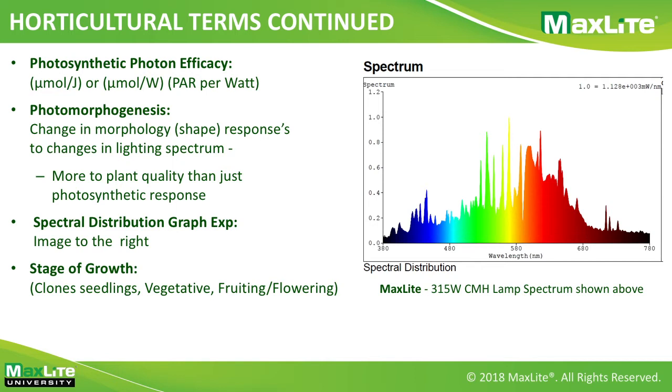And then to the right, when you're looking at the screen here, we also have a spectral distribution graph. This can give you a visual to understand what the spectrum would be that we would be offering based upon the fixture type.